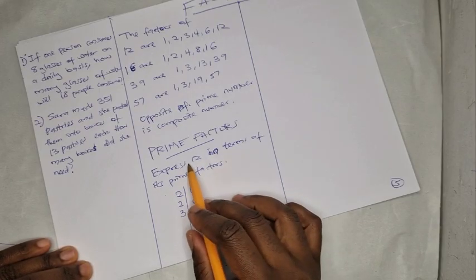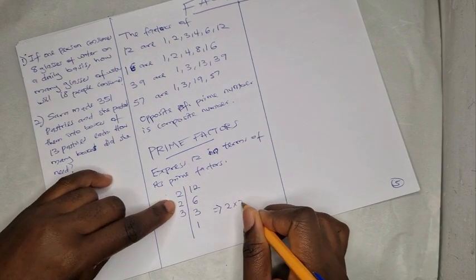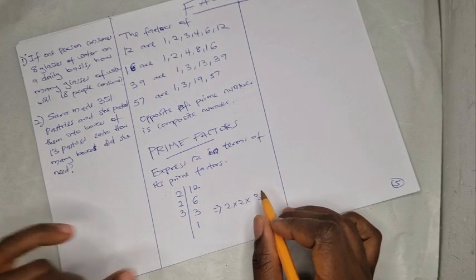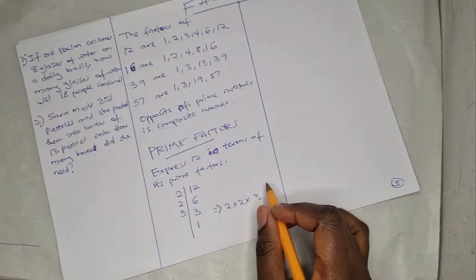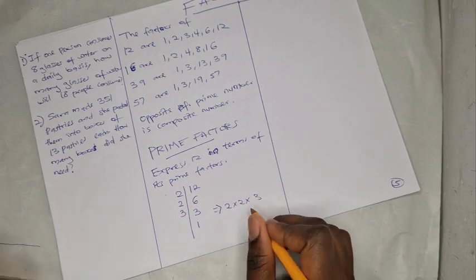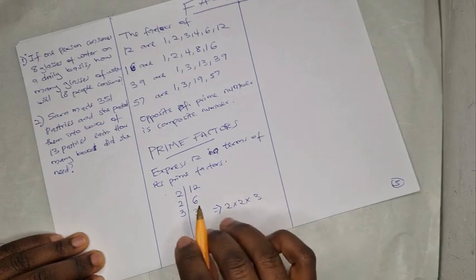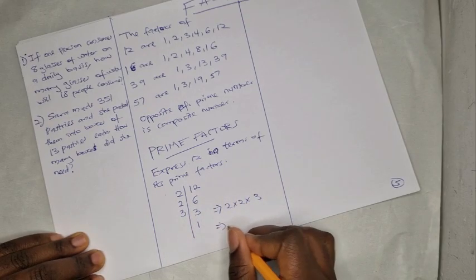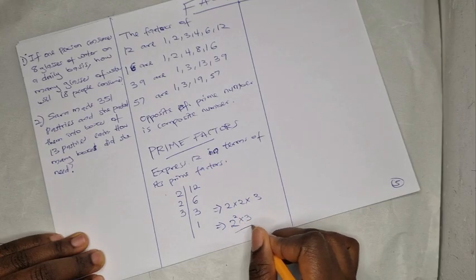So we are to express 12 in terms of its prime factors. The prime factors of 12 would be 2 times 2 times 3. Now we see that 2 times 2 is 4 and 4 times 3 would give 12. So this is how to express a number in terms of its prime. We've just expressed 12 in terms of its prime and we get 2 times 2 times 3. So we can also write it as 2 raised to power 2 times 3.